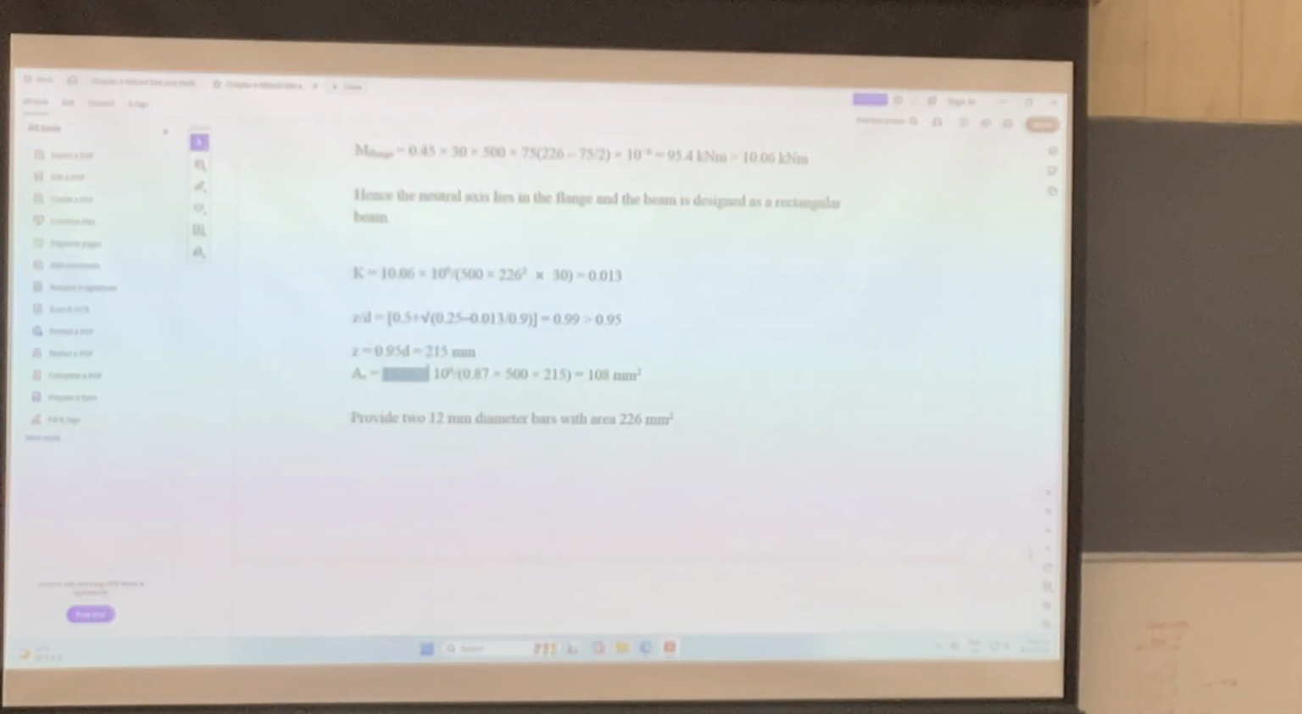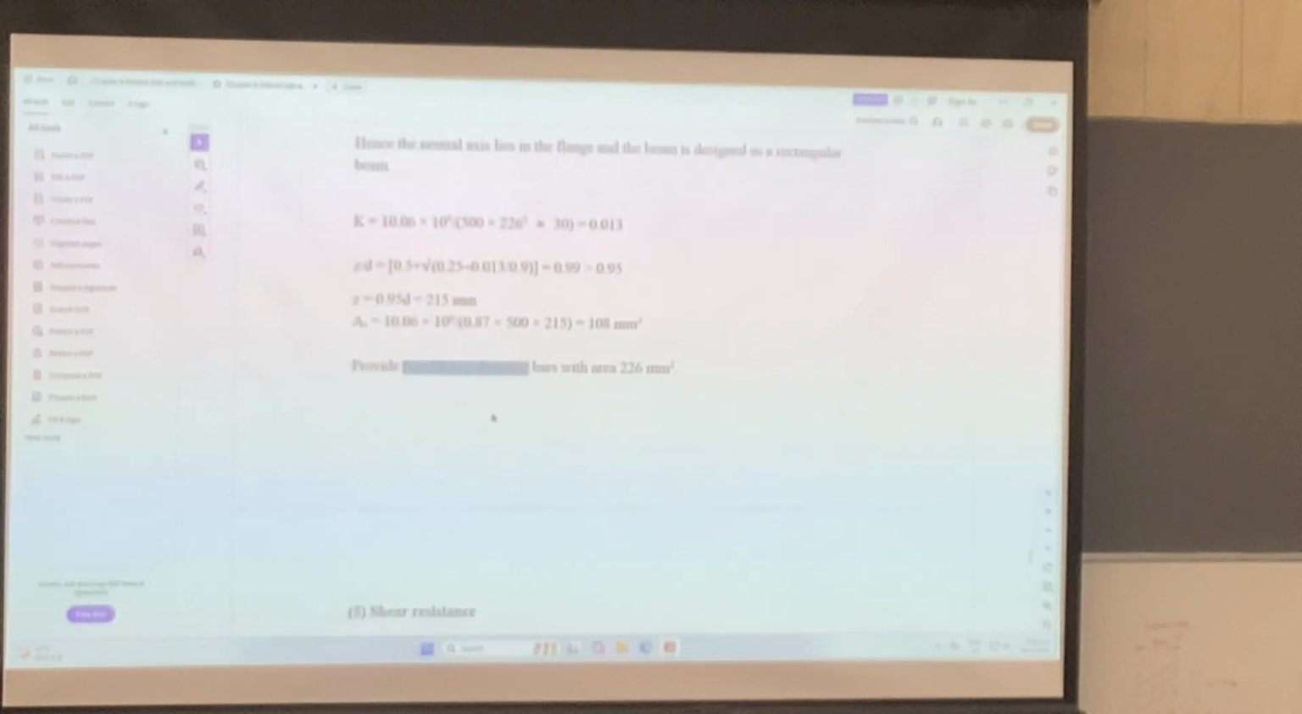And then you have your moment divided by 0.87 fy and then z. Then you can get the area of the reinforcement, which is equal to 108 mm squared. That means you can still put two 12 mm bars there. So at the bottom reinforcement, you can still put two 12 mm bars.